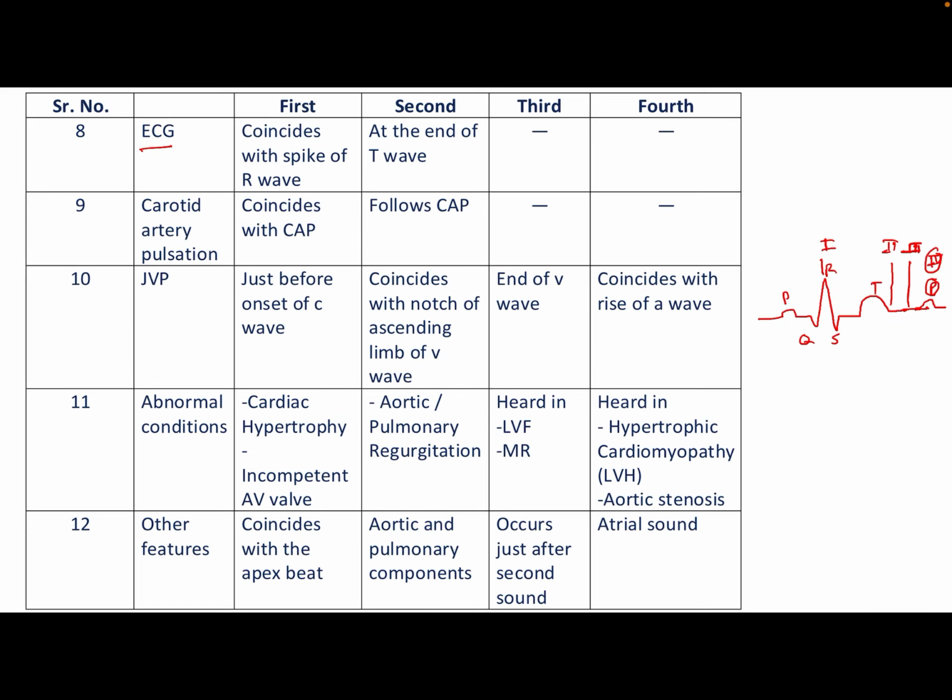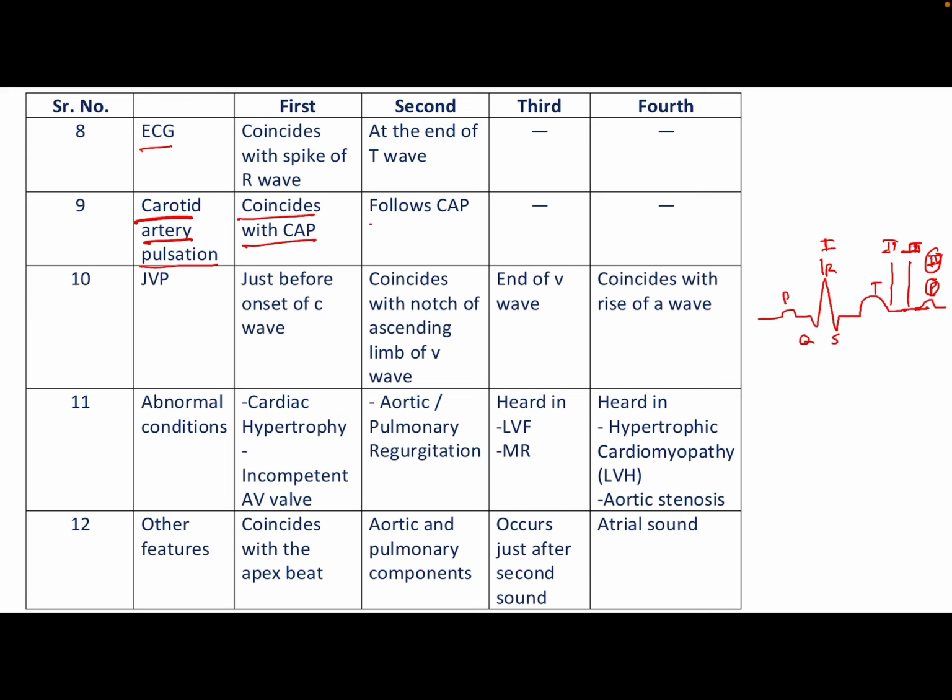Okay. Now the carotid artery pulsation. Next point is carotid artery pulsation. So most important thing is first heart sound, it coincides with the carotid artery pulsation. So when you will auscultate, and there are two sounds, okay, lub dub. So the sound which is coinciding with the carotid artery pulsation, you can take carotid artery pulsation simultaneously. The sound which is coinciding with the carotid artery pulsation is first heart sound. This is method of identification for first heart sound.